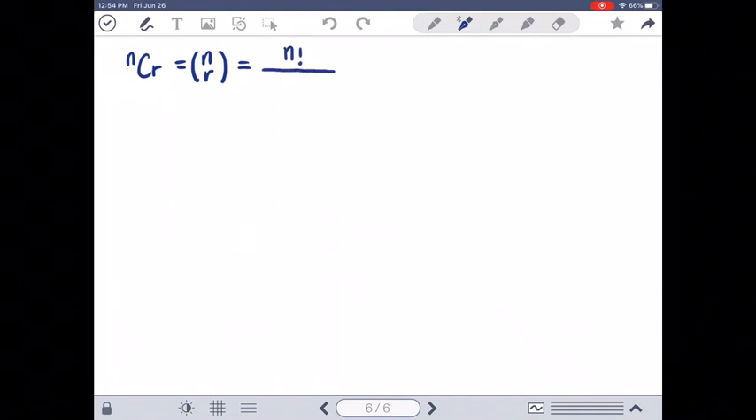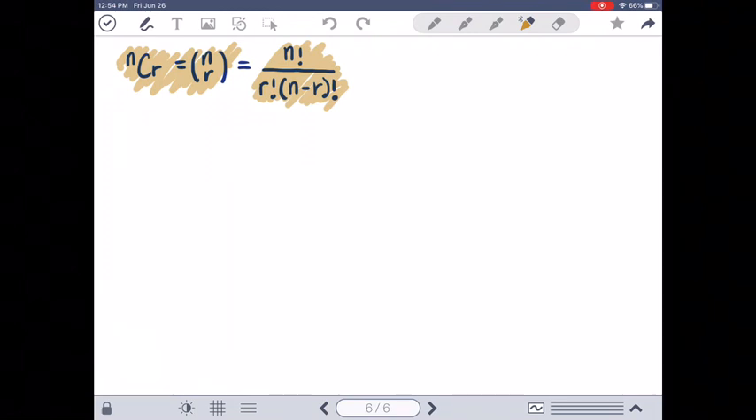Also, I want to recall the definition of nCr, which can also be written as nCr. By definition, this means n factorial over r factorial times (n minus r) factorial. You can directly find the value of nCr by using a calculator, but it is very important for you to remember this formula, because you might need to use the concept when answering questions.